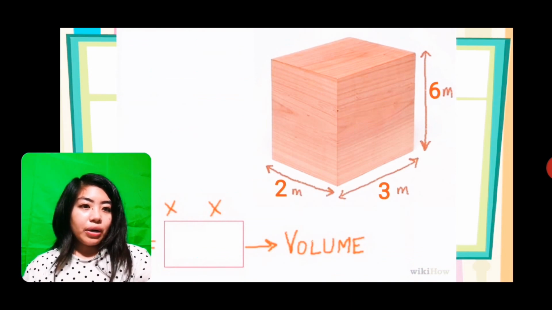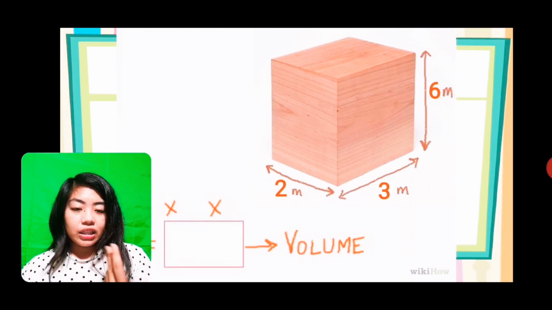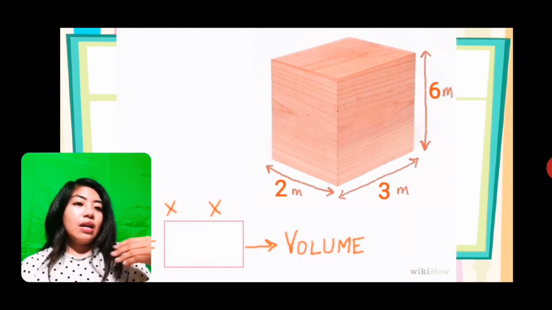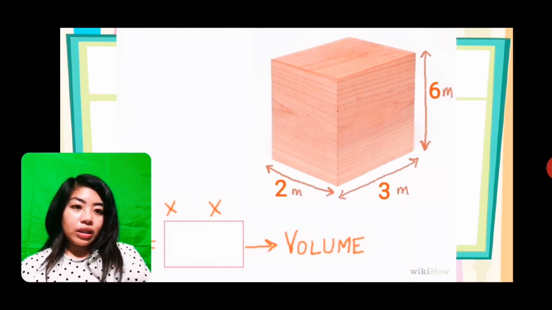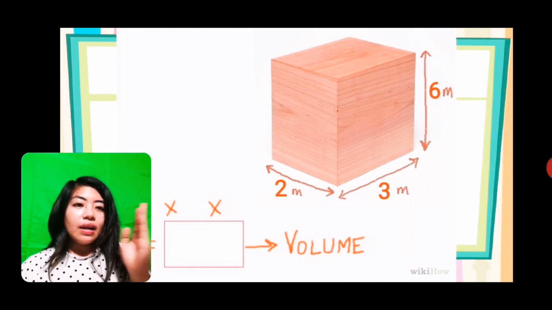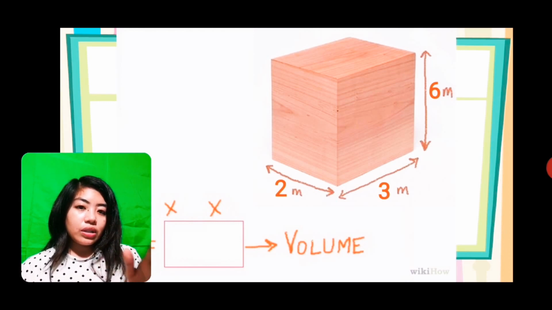So, for example, here is the box. Isa siyang regular solid and then aalamin natin kung ano yung kanyang volume. Ang length niya is 3 meters. Ang width is 2 meters. Ayan, naka-indicate dyan. Then, ang height is 6 meters. Length times width times height. So, you're just going to multiply those variables.